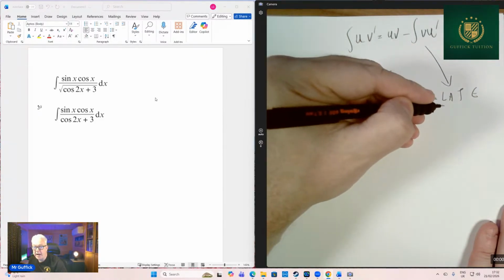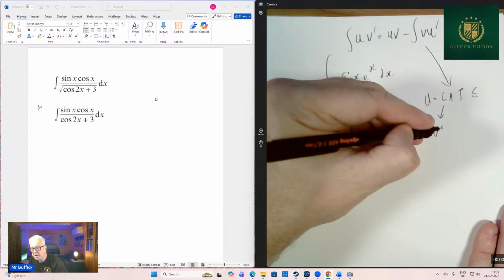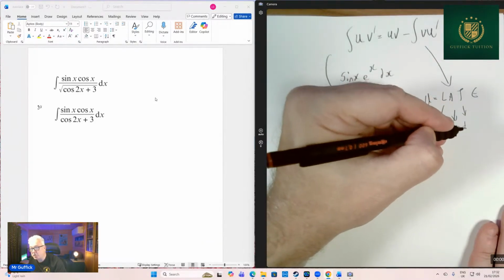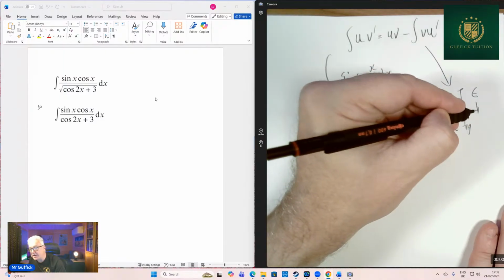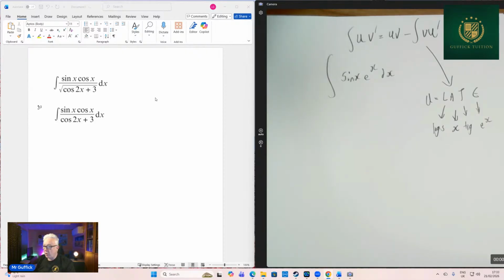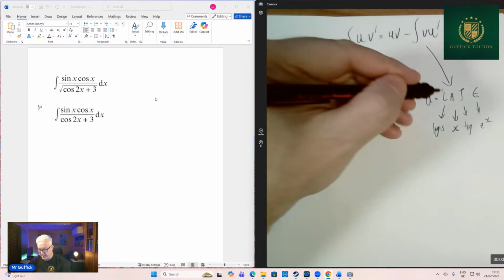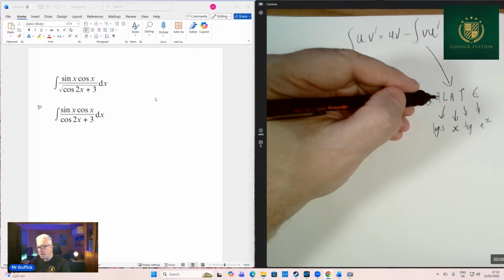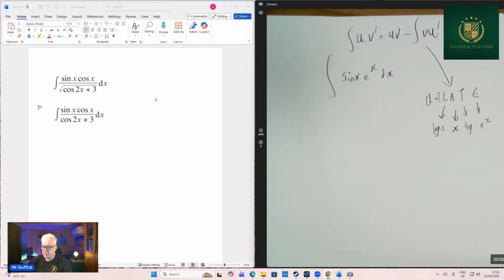Now L stands for logs. A stands for algebra, I'll just write x for algebra. T stands for trig, and E stands for exponentials. And this is the order of prioritization for what you would choose to be the u and what you would choose to be the v dashed. Yes, that's right, there's a further maths version, someone's putting in comments, which is ILATE. The further maths version has a little I at the start, and that's to do with inverse trig. But I'm just going through the regular maths version for now.